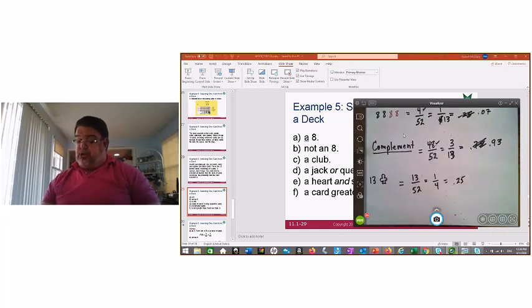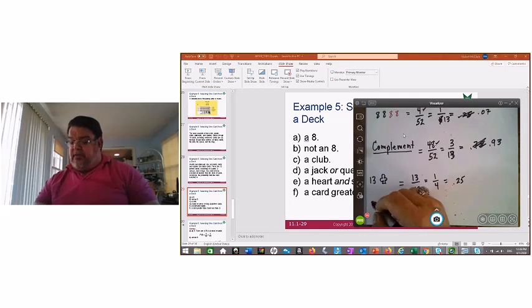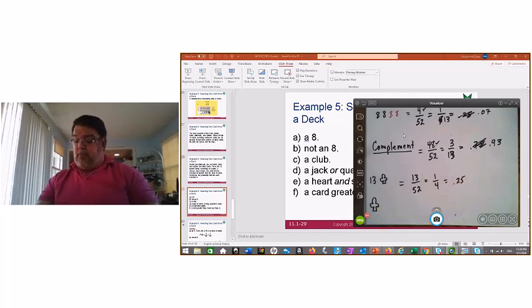So if I asked you, what is the probability of not picking a club, and I put an X through it, then that would be 13 times 3, 39. That would be 39 over 52, which would be 3 over 4, which would be 0.75. Okay? Now, they didn't ask that, but I did, because you got to understand the complement.